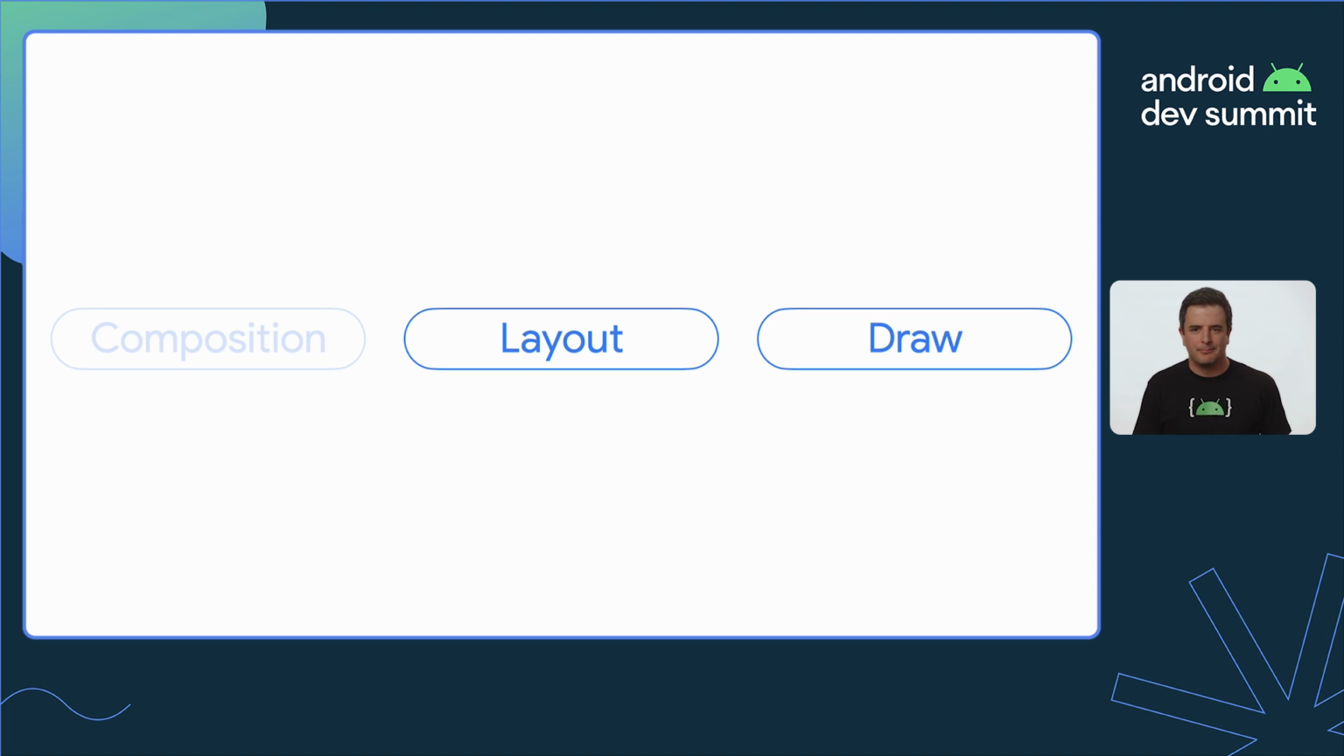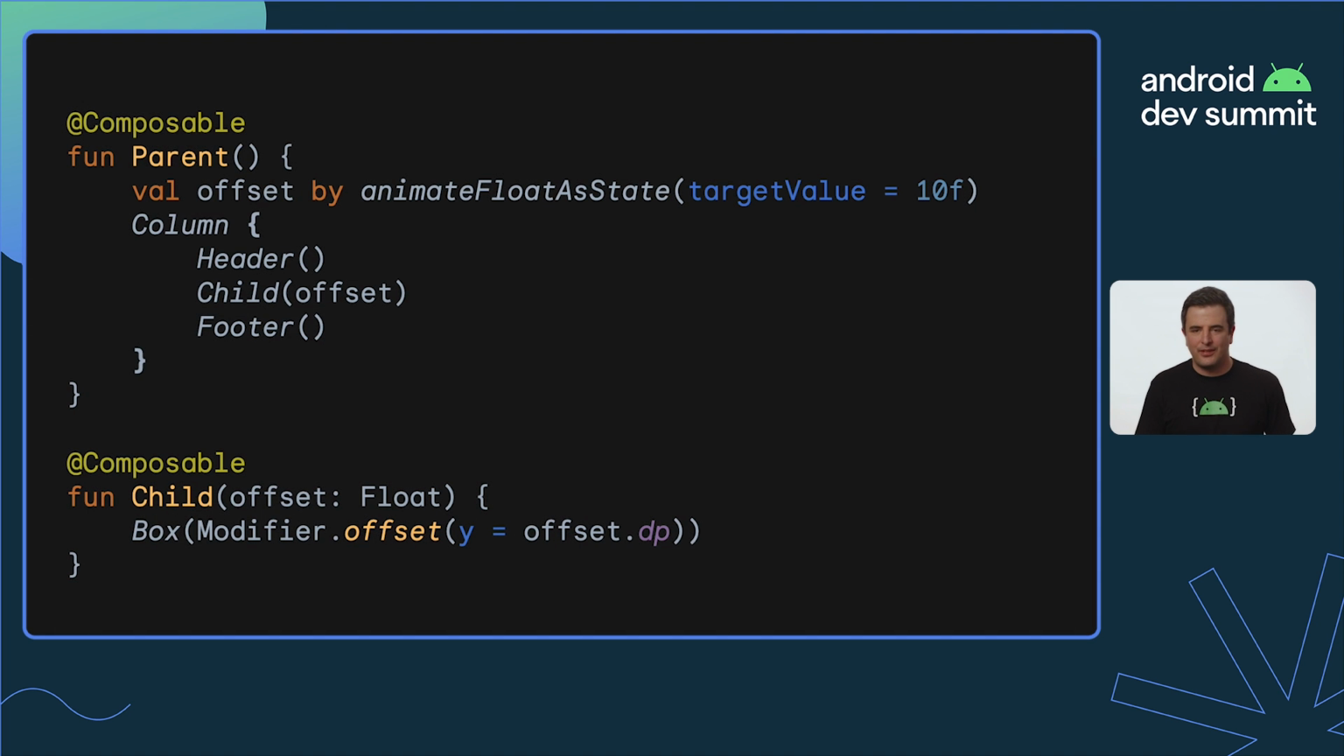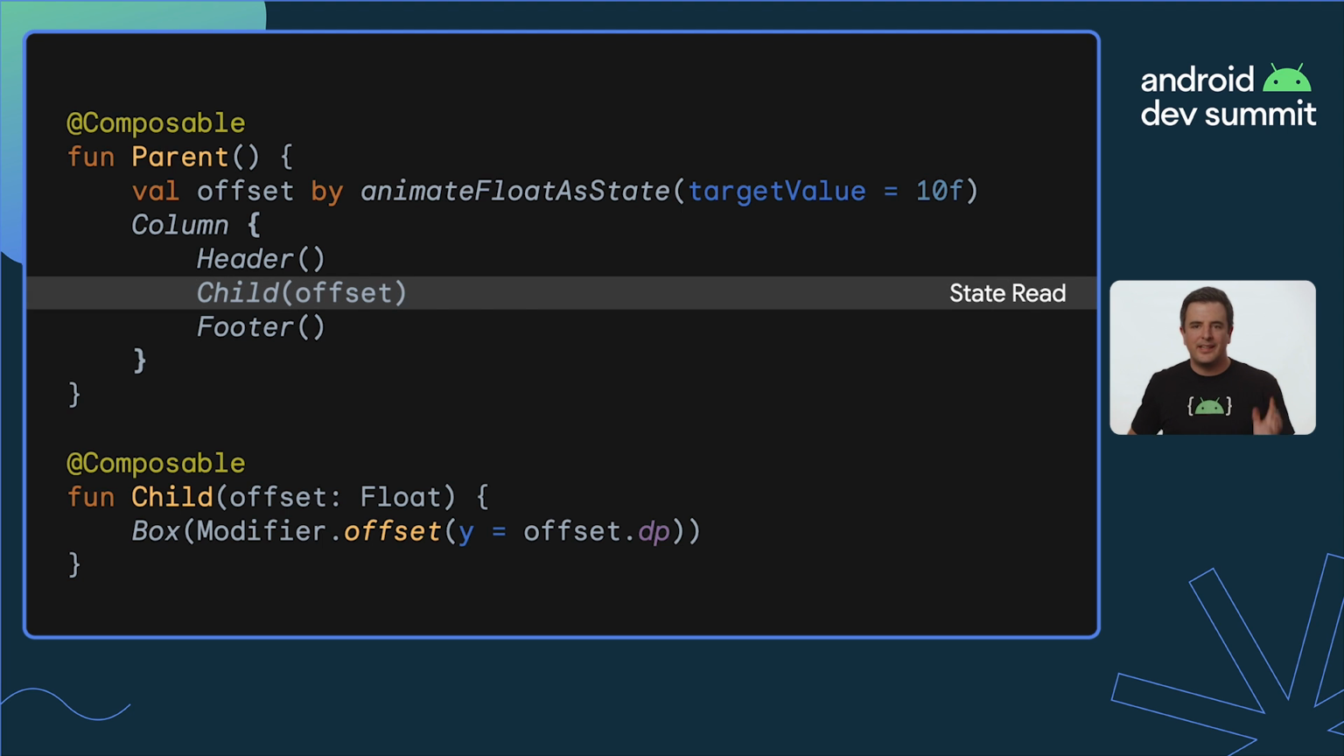But how do we do that? Here is a simplified version of Jetsnack's code, with a parent and child composable. The child composable needs to know some state from the parent, and this is passed into it as the offset parameter. This means the offset state is read in the parent, and as such, when the offset state changes, parent will recompose. First off, we can defer reading of this offset state.